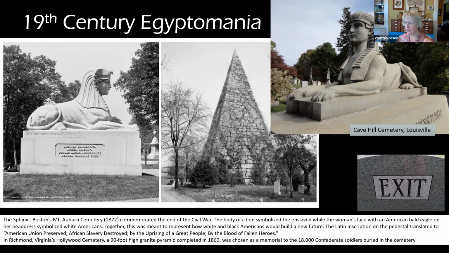So here's the Confederate monument in Richmond. It's Hollywood Cemetery is what it's called. It's in Richmond, Virginia. And that's where the Daughters of the Confederacy really started this movement to memorialize the Confederate soldiers. And this is the monument that was built in Boston's Mount Auburn Cemetery in memory of the Civil War on the Union side, but both are Egyptian symbols.